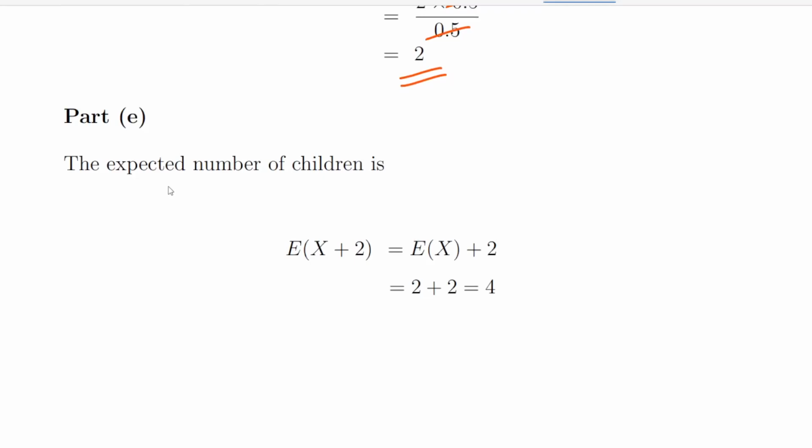So the expected number of children is, so if we are getting 2 sons, and that's a random variable, but we're planning to have 2 female daughters, so the expected number of children is the expected value of x plus 2. 2 plus 2 is equal to 4. Okay, so that's it. We'll leave it there.